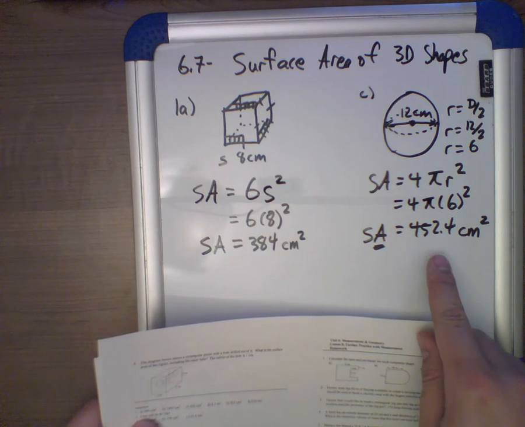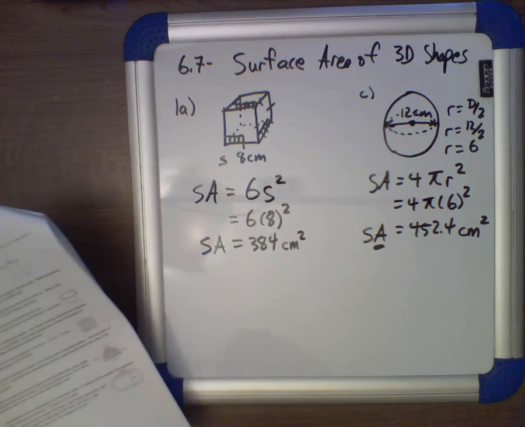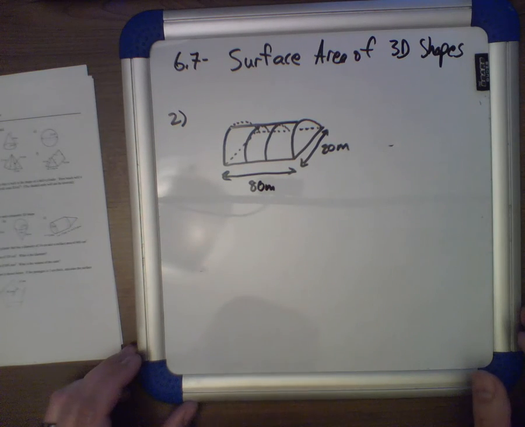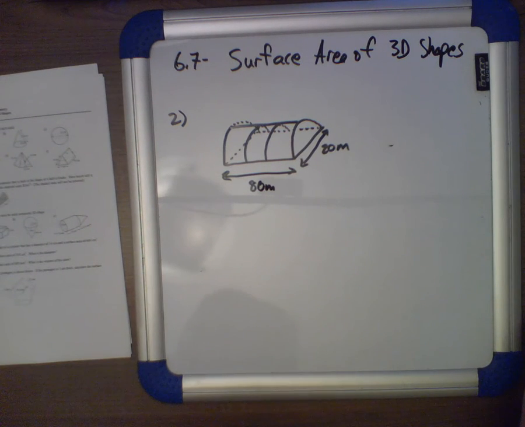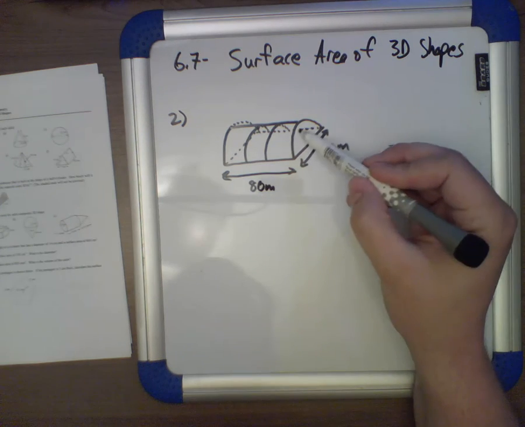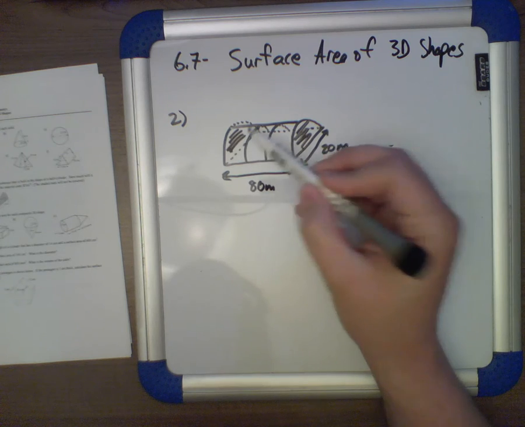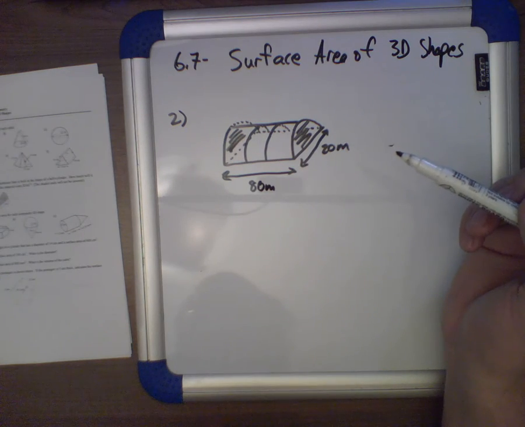1C, 452 centimeters squared. Looks good. Next, we'll take a look at number 2. The diagram shows a greenhouse that is built in the shape of a half cylinder. How much will it cost to cover the roof if the material costs $3 per meter squared? And the shaded ends, so the ends here and here, will not be covered.